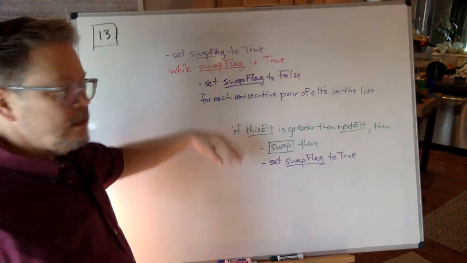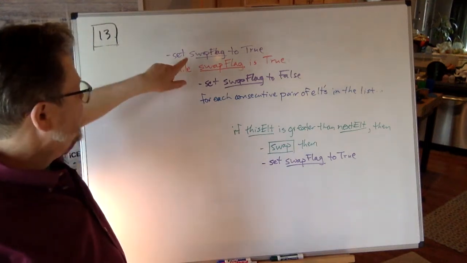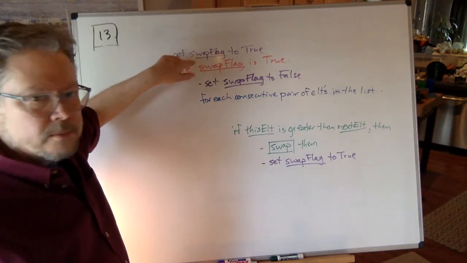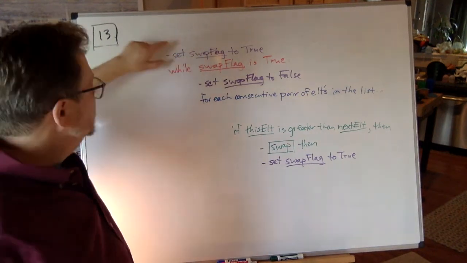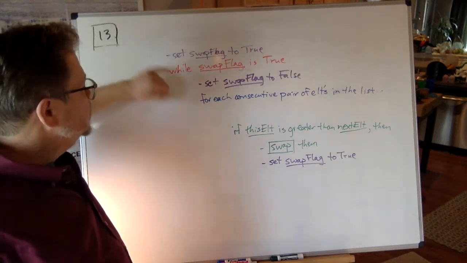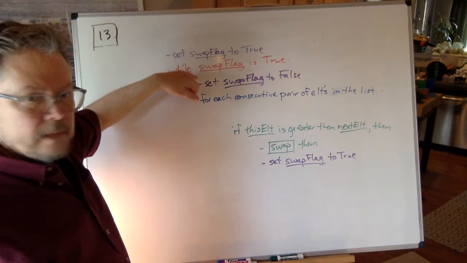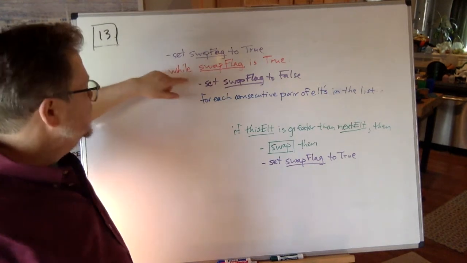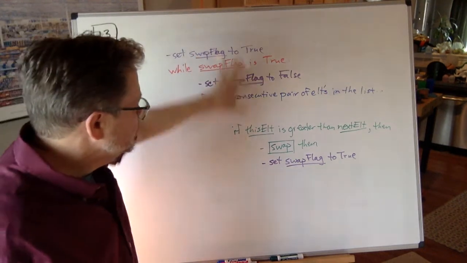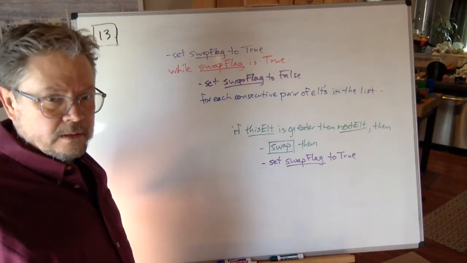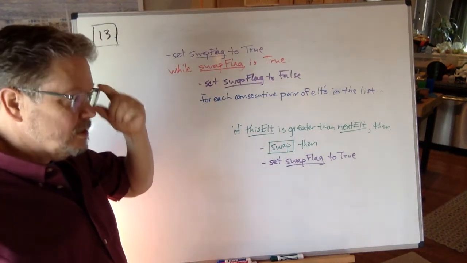We haven't even looked at any pairs. That's a big fat lie. Set swap flag to true. No swaps have occurred. Then why do we need to do that? We have to do that to make sure that this while loop condition is true the first time we get here. It might not be ever again, but it's got to be the first time we get here, or it's not going to do any of this stuff down here. And if it doesn't do any of this stuff, we don't know whether the list is in order or not.